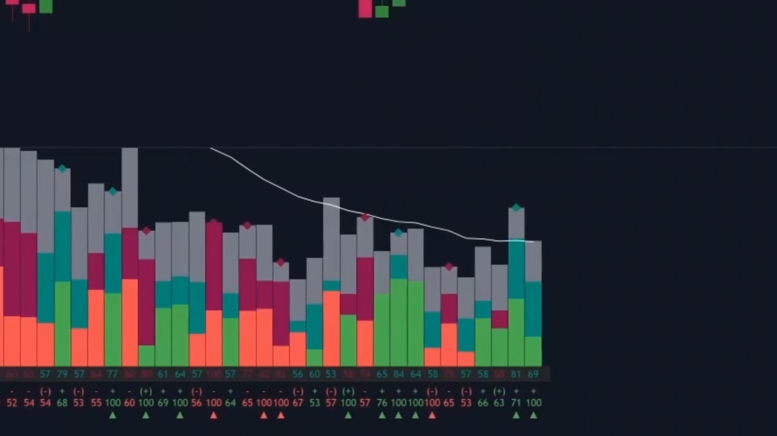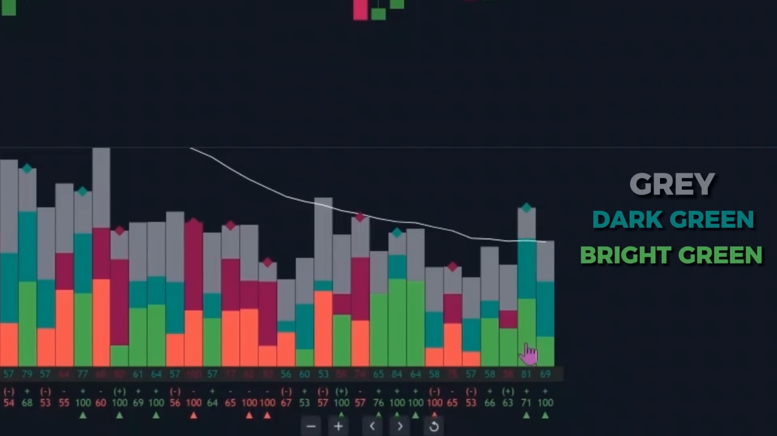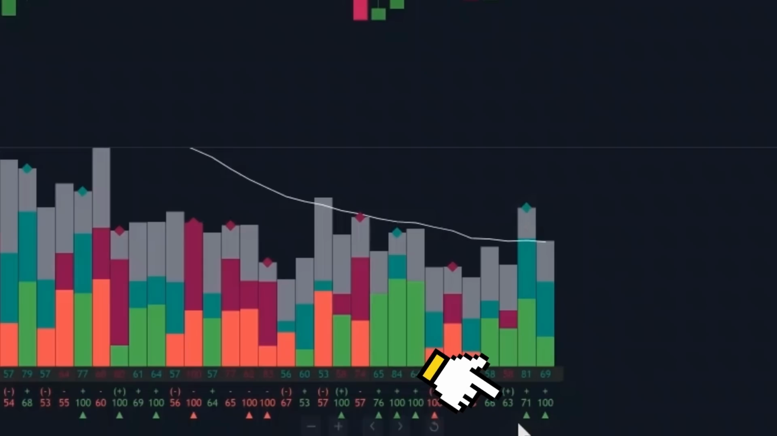Do you remember them? Basically, we're just going to look for a volume bar that closes above this white moving average, and that bar should have 3 colors: gray, dark green, and bright green. And then at the top of it, it needs to have this dark green square, and at the bottom, it needs to have this light green upward arrow.